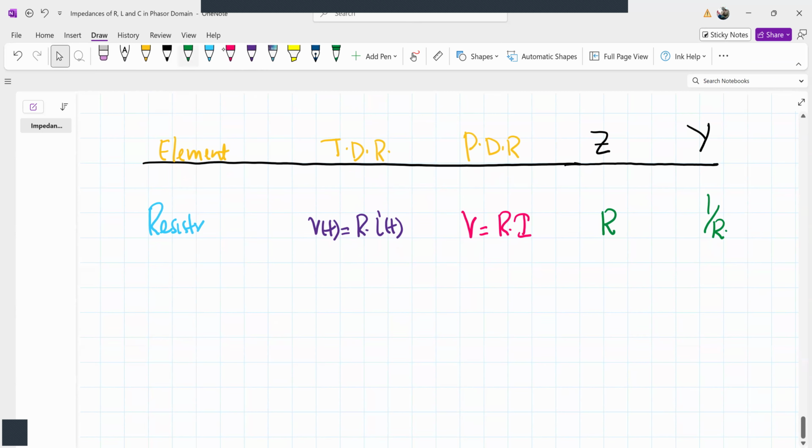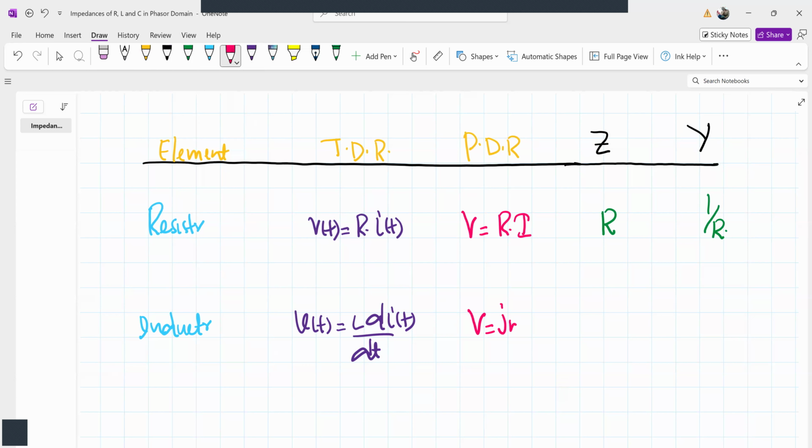Then we have the inductor. How are V and I related in an inductor? So V of t is L di/dt. How are the phasor voltage and phasor current related? V phasor is equal to j omega L times I.